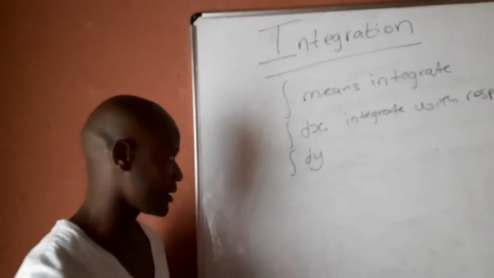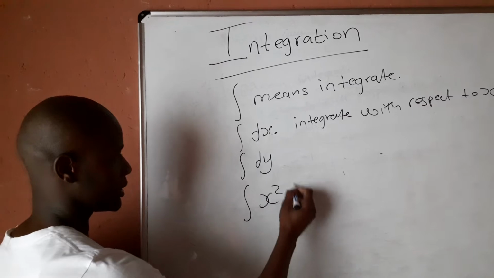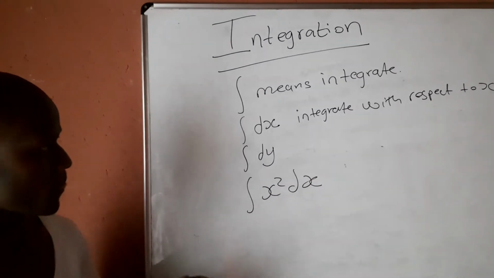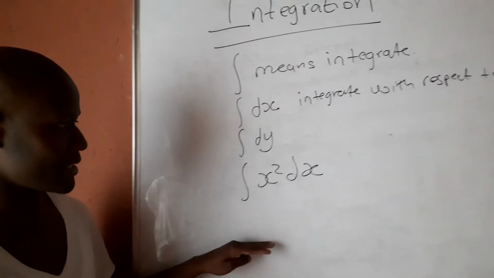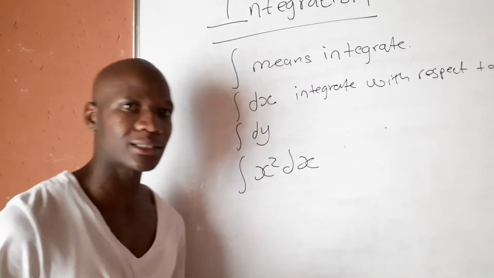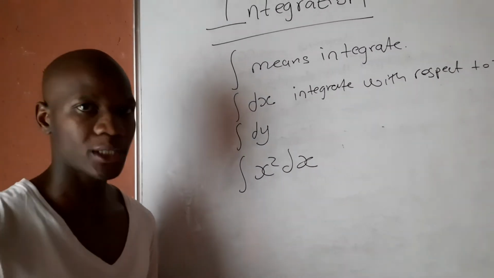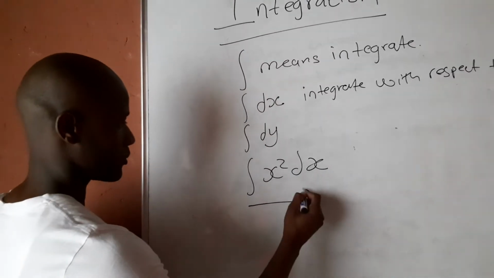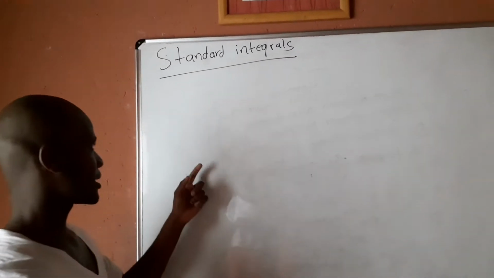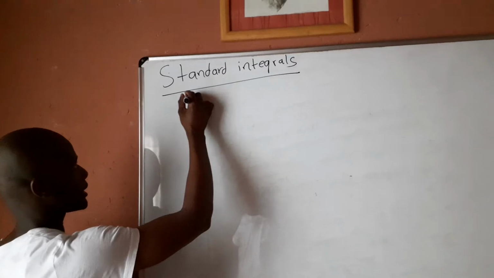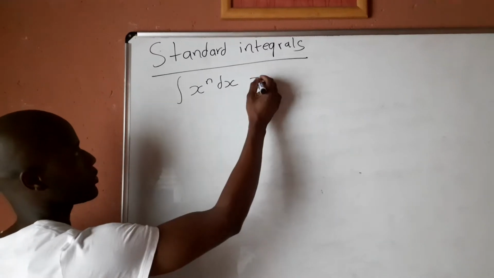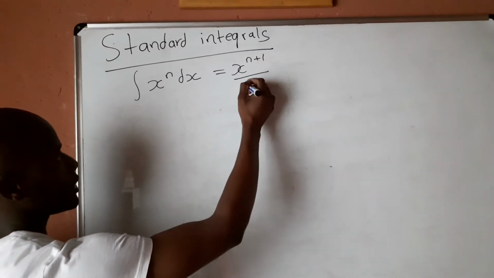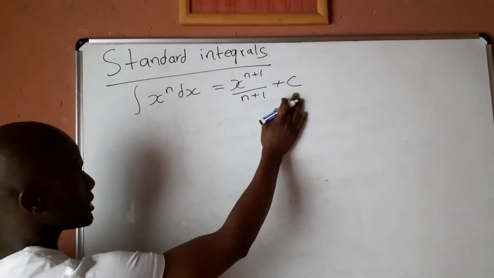They can ask this question, say integrate x squared dx. What this question asks is what must be differentiated in order to obtain x squared as an answer. So I'm going to do standard integrals with you, explaining all the formulas for integration. Our first formula is integrate x to the power n dx, which equals x to the power n plus 1 over n plus 1 plus c. C is the constant.